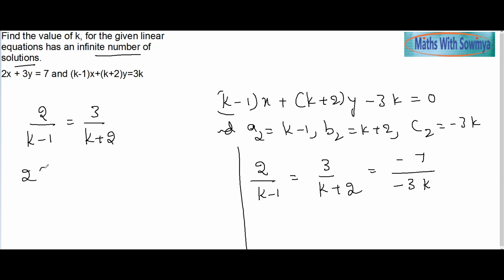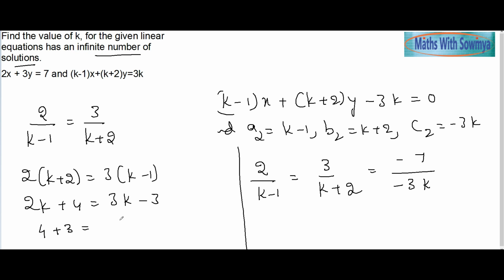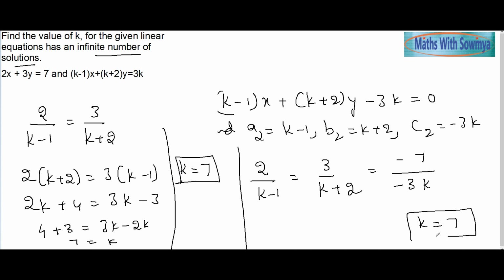Take the values 2 into k plus 2. This is 3 into k minus 1. So 2k plus 4. This is 3k minus 3. So take the k here. 4 plus 3. 3k minus 2k. 7 is equal to k. So what we got? k is equal to 7. We have to try the other one also. So in the first case, we got k is equal to 7.